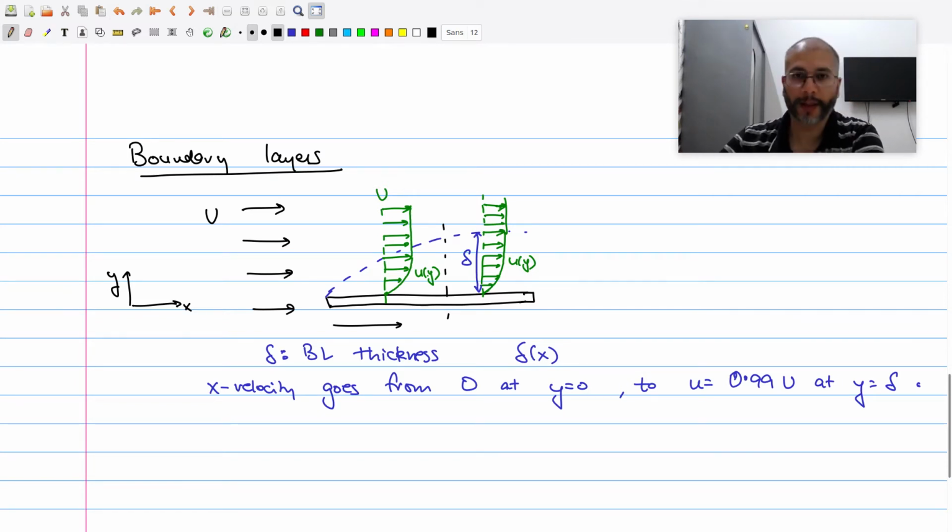Because theoretically you will never get a value which is equal to capital U, it will just keep increasing and tend towards it. That's the reason theoretically we define this as the boundary layer thickness.